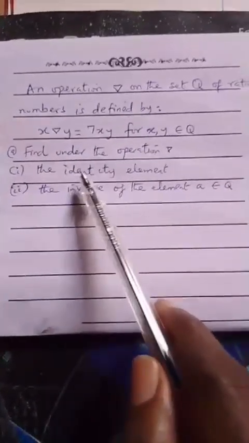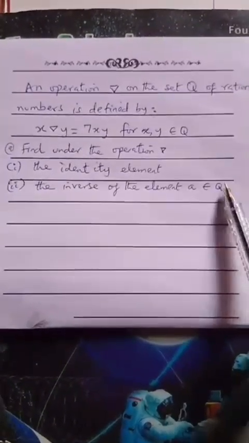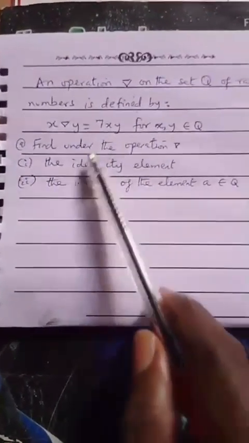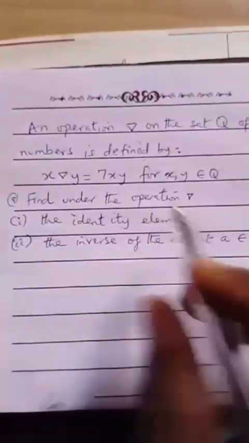So question A now. We are to find, under the operation symbolized by this, question I, the identity element. The next question, the inverse of the element a belonging to the set of rational numbers. So we have two questions here. First of all, we're going to find the identity element.